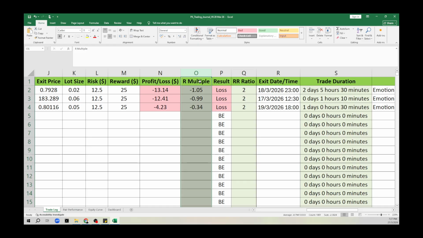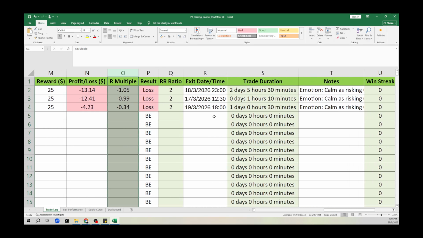Over time, when you calculate your profits and your losses, this will give you an understanding of what the actual average risk multiplier is for your particular style of trading. And the higher the number, the better it is. And now moving forward, over here, what's the result? Was it a win or a loss, or was it just a break even?